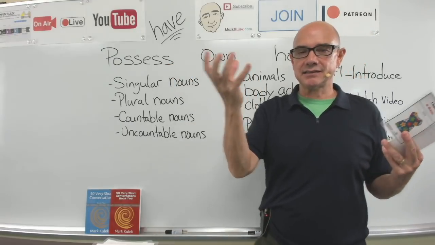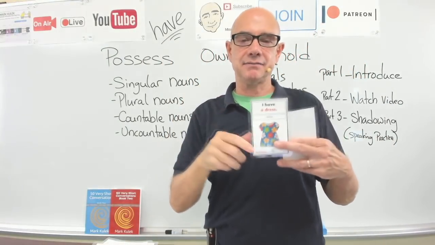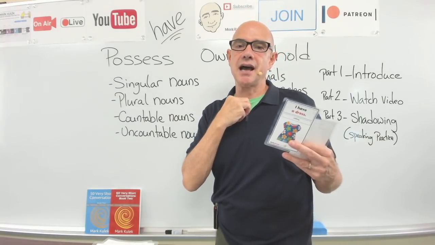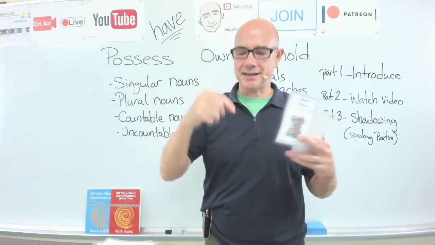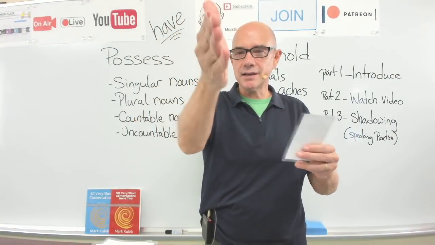I possess these. I own them. It's mine, right? It's my shirt. I have a t-shirt. It's mine. I paid money, right? I bought it. It's mine. Okay, card number 8, last card.